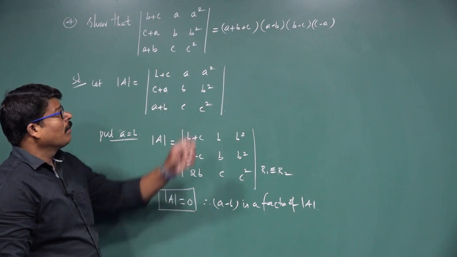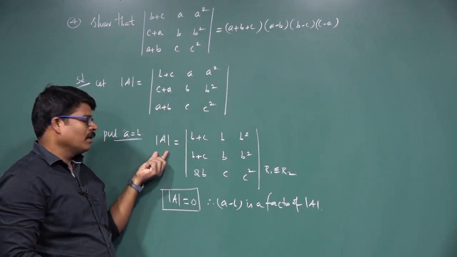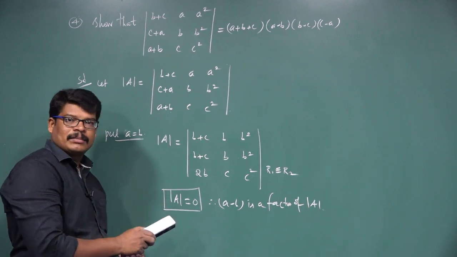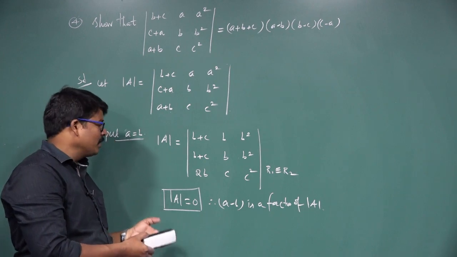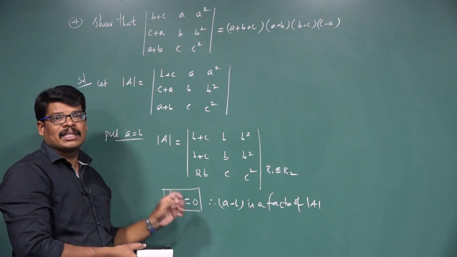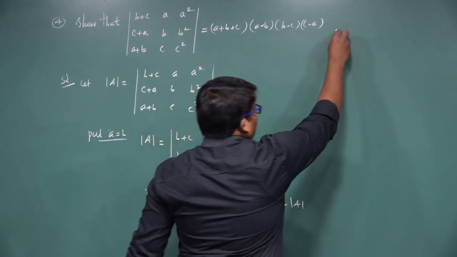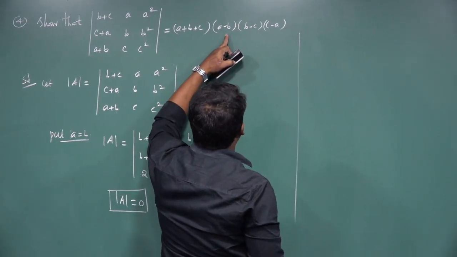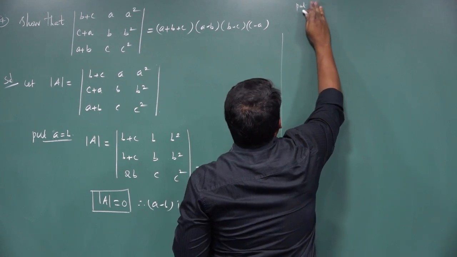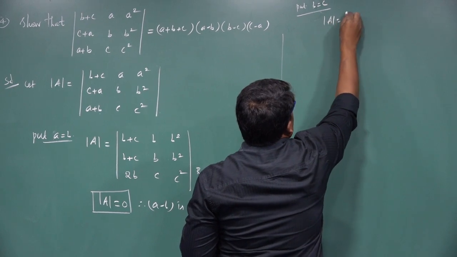Similarly, we can prove b minus c and c minus a. It is a cyclic symmetric form. Therefore, a minus b is one factor, b minus c is another factor, and c minus a is a factor of the determinant A. Next one, b equal to c. Put the value b equal to c, substitute in the determinant A.